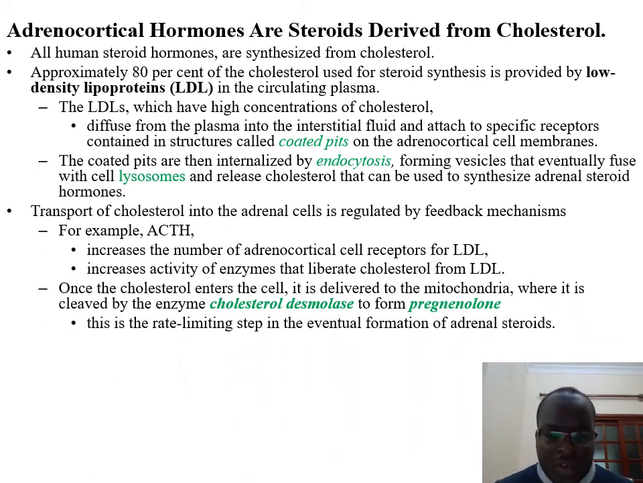The transport of cholesterol into the adrenal cells is regulated by a feedback mechanism. For example, the adrenocorticotropin hormone increases the number of adrenocortical cell receptors for low density lipoprotein. If you have an increase in the adrenocorticotropin hormone in circulation, it will stimulate the production of low density lipoprotein receptors within these cells in the zona fasciculata, reticularis, and zona glomerulosa. So they will be expressing a lot of receptors for low density lipoprotein.